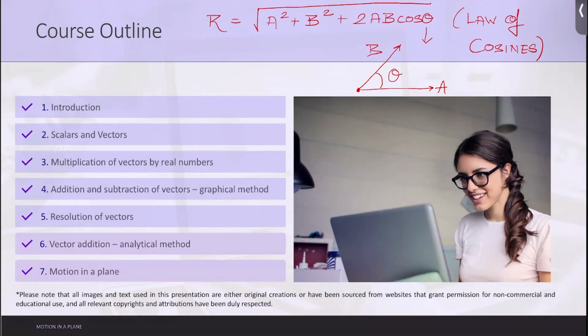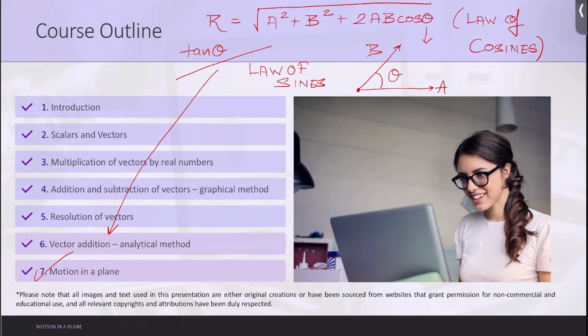That's how the resultant is obtained. In a similar form, we also obtained tan theta, and also the law of sines. All these can be understood directly in this analytical method of vector addition. The next was motion in a plane, in which we understood how motion in a straight line differs from motion in a plane. We basically used properties of vectors.